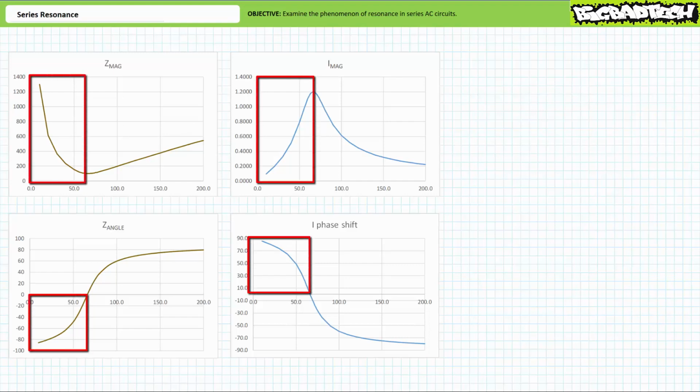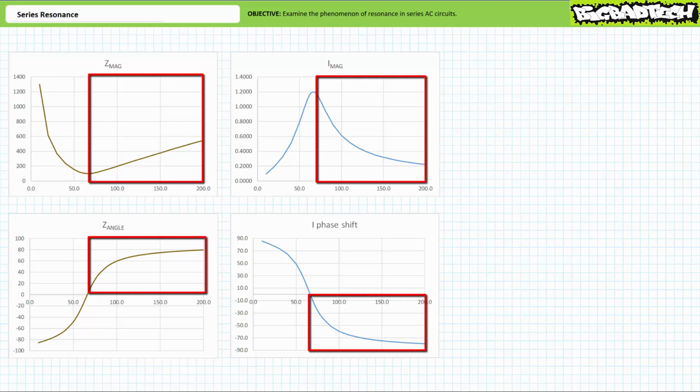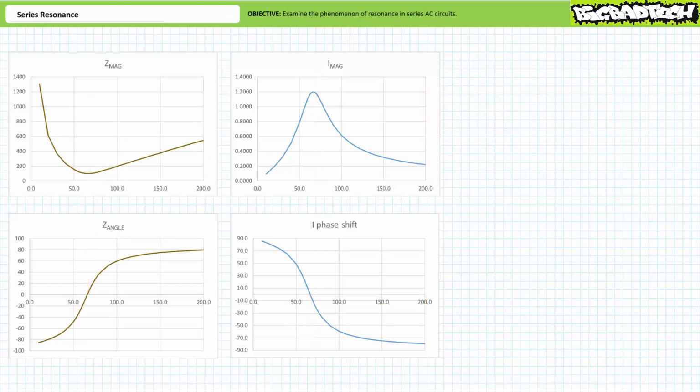Left. At frequencies less than resonance, source current will be smaller and lead supply voltage because total impedance is higher and it's a negative angle due to its more capacitive nature. Center. At the resonant frequency, current peaks because total impedance magnitude valleys. Source current is in phase with supply voltage because total impedance has a 0-degree angle. At regions close to the resonant frequency, you'd kind of get an approximation of these effects. Right. At frequencies greater than resonance, source current is less and lags supply voltage because total impedance is higher and has a positive angle due to its more inductive nature. This should be making sense.